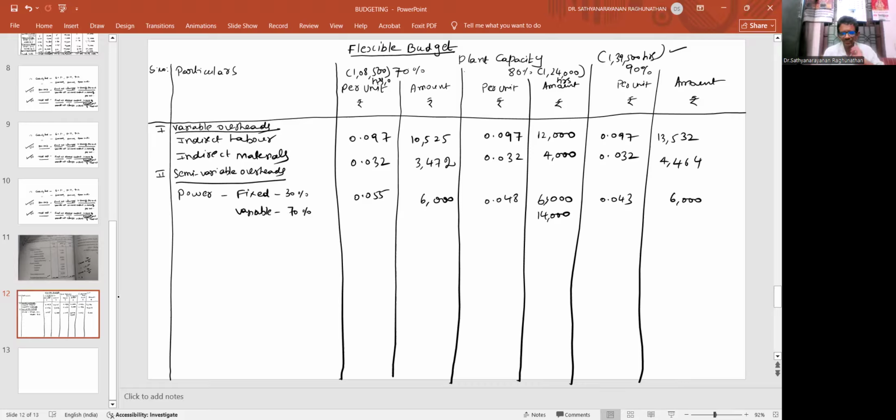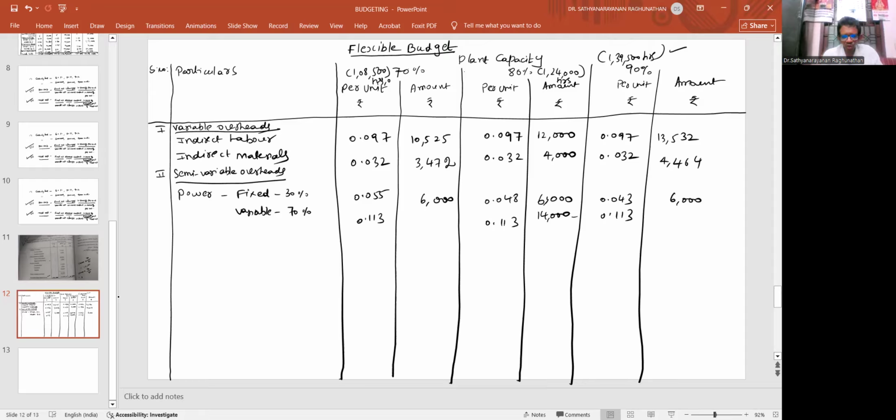Now here, for variable, first you calculate the per unit. Okay. So here for 80%, it is 14,000. For this 14,000, you calculate the per unit. 14,000 divided by 1,24,000. So that is 0.1129, 0.113, like that you write. See here, in the case of variable, per unit remains constant at all levels of production. Okay, 0.113.